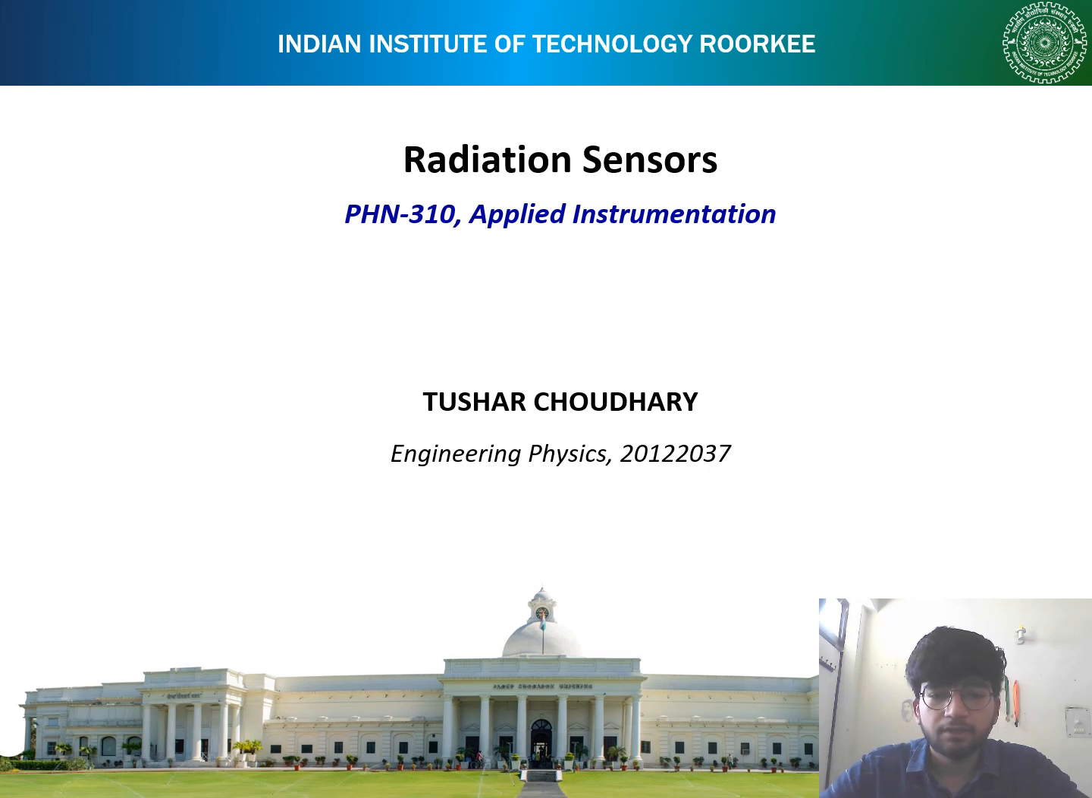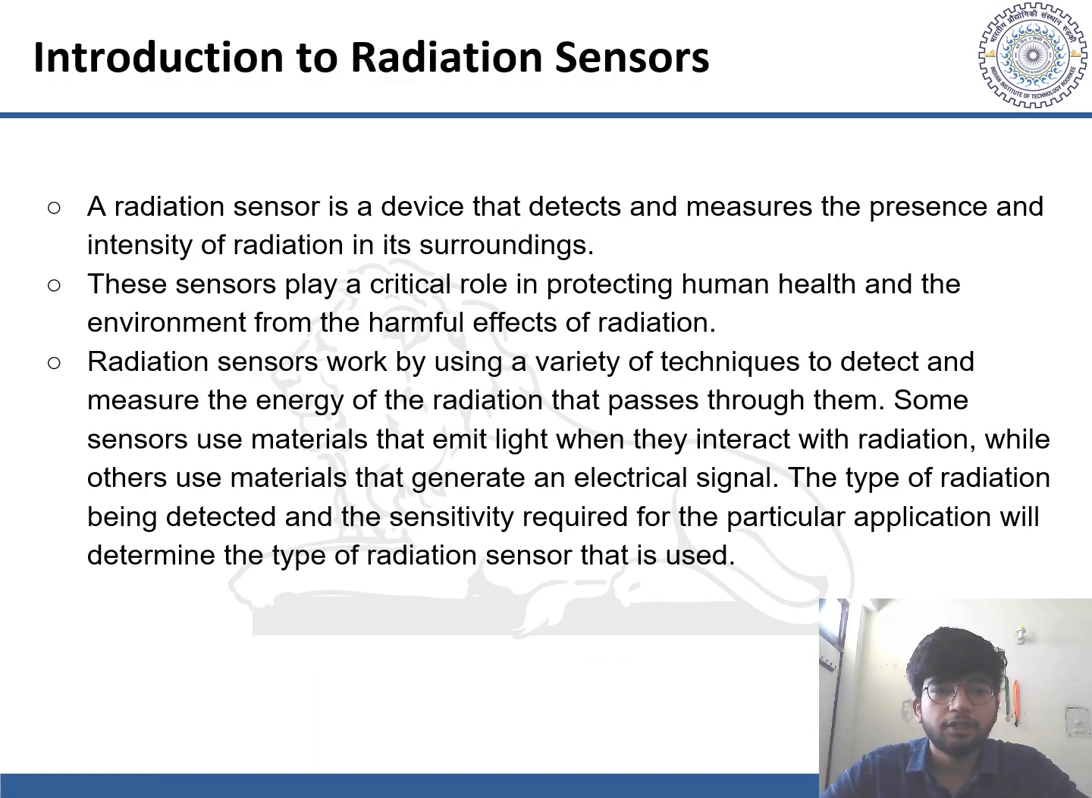So let's continue with radiation sensor. Introduction to radiation sensors. The radiation sensor is a device that detects and measures the presence and intensity of radiation in its surrounding. Radiation is a form of energy that exists all around us, coming from sources such as the sun, the earth, even our own bodies. These sensors play a critical role in protecting human health and environment from harmful effects of radiations.